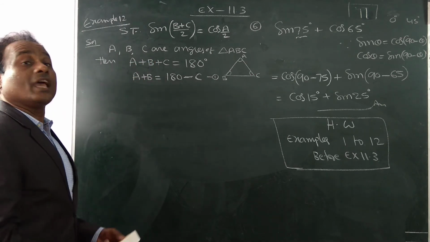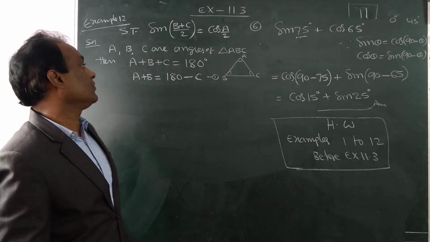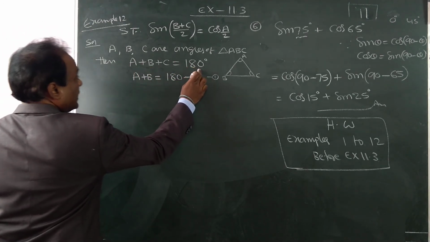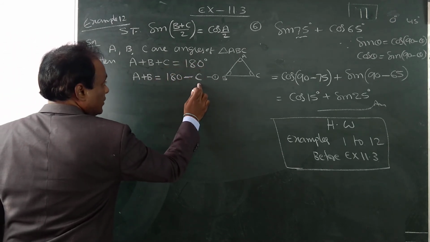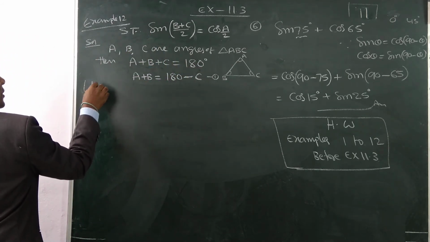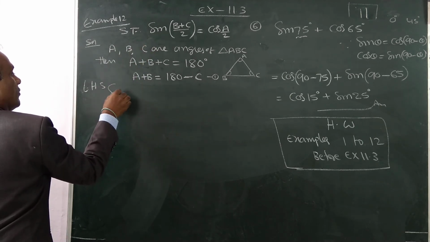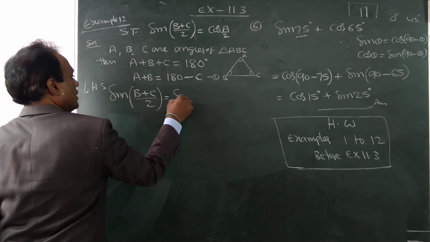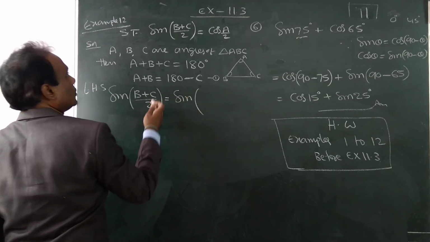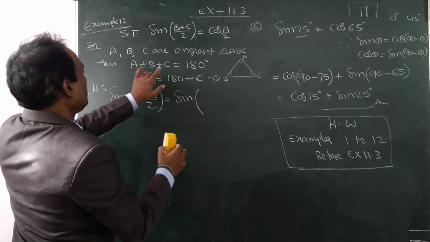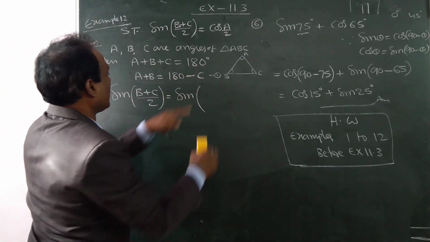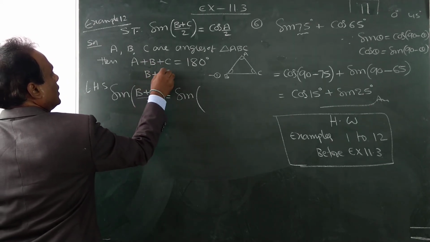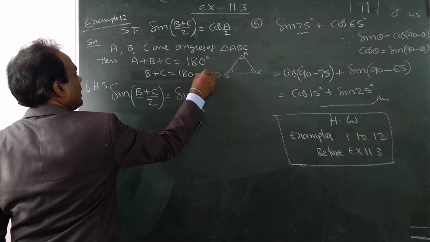What are A, B, C? They are the angles of triangle ABC. Angles of a triangle means the sum of the three angles in any triangle is 180 degrees. So A plus B is equal to 180 minus C. And I am taking the left side of the required proof. What is the left side? Sine of (B plus C) by 2 is the left side. B plus C is equal to what? B plus C is equal to 180 minus A.